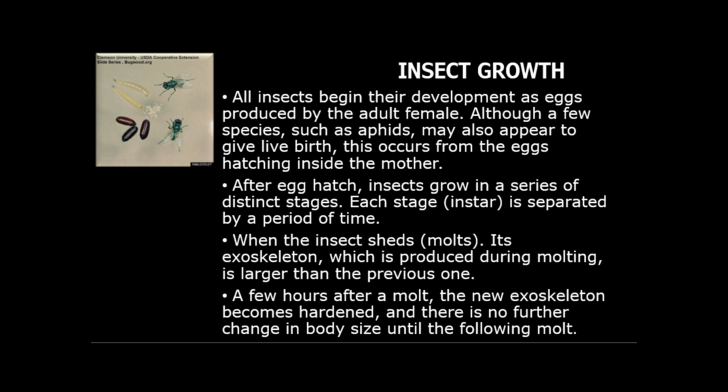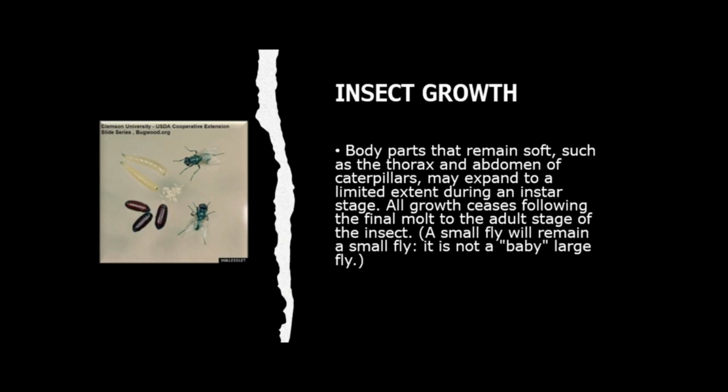When the insect sheds or molts, its exoskeleton, which is produced during molting, is larger than the previous one. A few hours after a molt, the new exoskeleton becomes hardened, and there is no further change in body size until the following molt. Body parts that remain soft, such as the thorax and abdomen of caterpillars, may expand to a limited extent during an instar stage. All growth ceases following the final molt to the adult stage of the insect. A small fly will remain a small fly. It is not a baby or large fly.